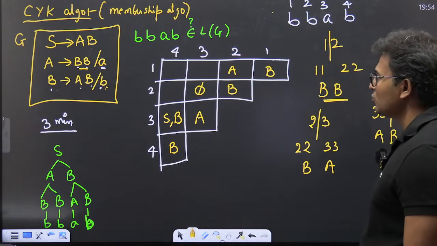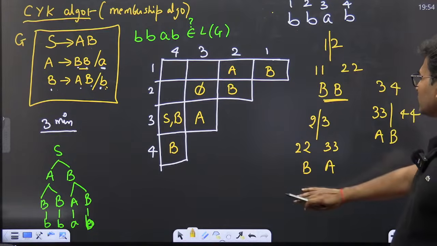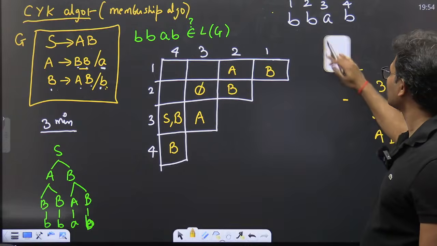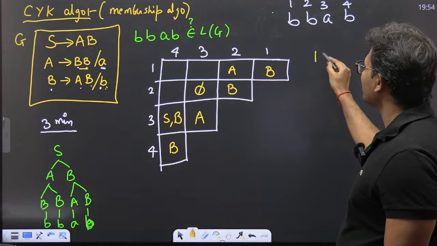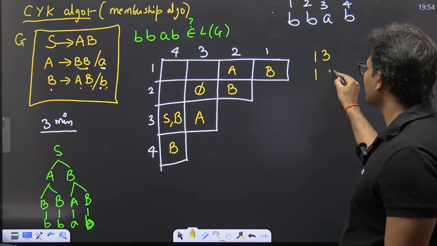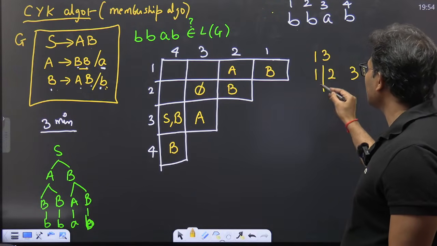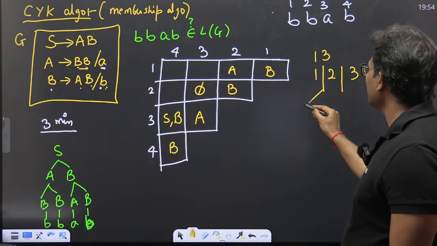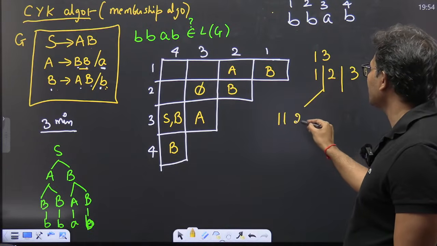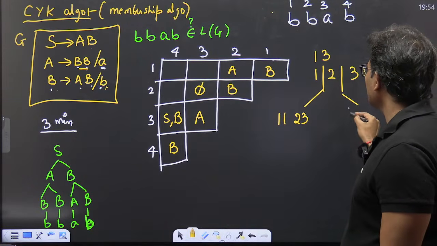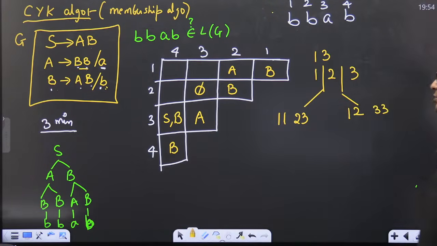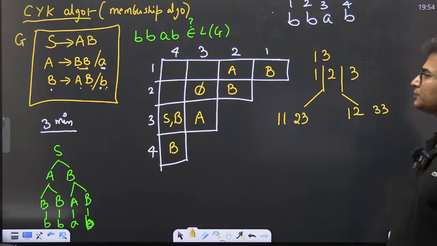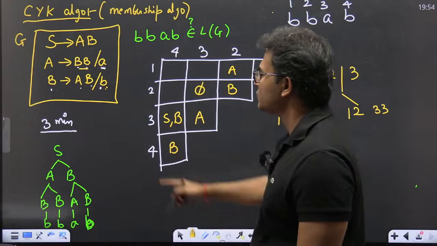Now we have to do 1 3. So 1 3 can be written as 1 2 3. You give a break here, you give a break here. Here it is nothing but 1 1 2 3, and here it is nothing but 1 2 3 3. Right? Now what is 1 1?